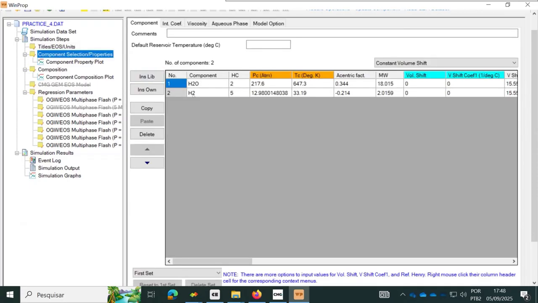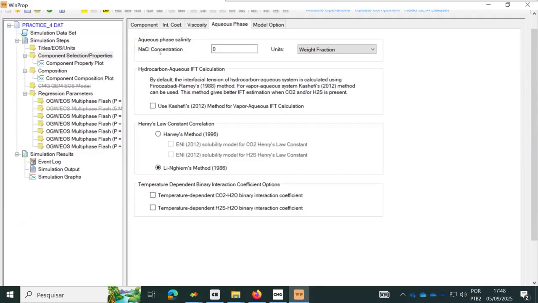I need the components. In this case, I have only water and hydrogen in my mixture. Okay, I have only two components in my mixture, water and hydrogen. So I insert both in my model. I'm using the linear model. Just the fourth tab, I pick the linear method to work.